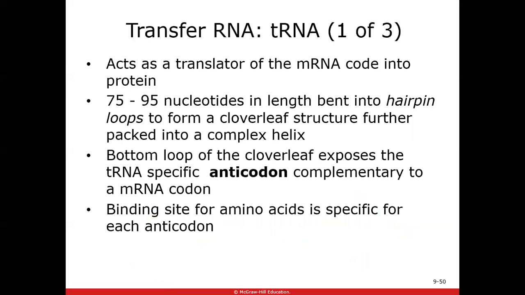So then we have transfer RNA. The transfer RNA acts as a translator of the messenger RNA code into a protein. The bottom loop of the clover leaf exposes the transfer RNA specific anticodon. Remember the messenger RNA had a codon, transfer RNA has an anticodon, and it's complementary to the messenger RNA codon. It also has a binding site for amino acids that's specific for each anticodon.